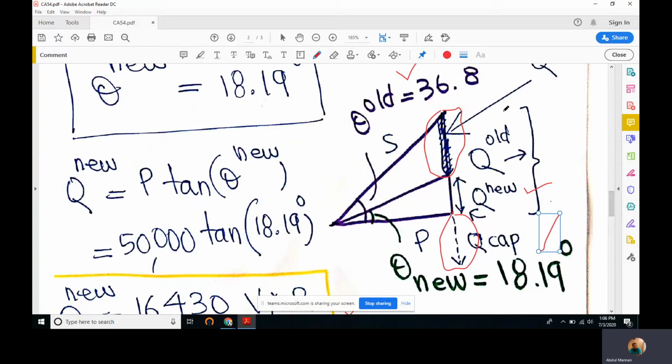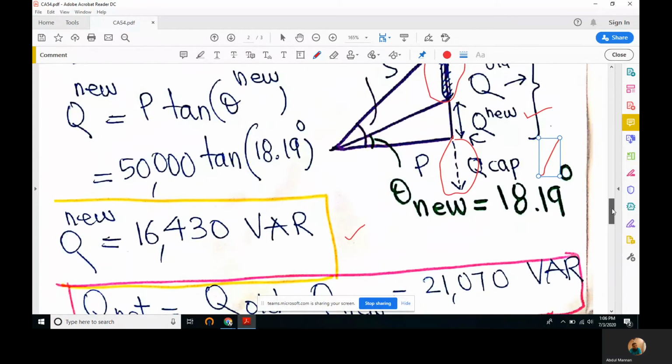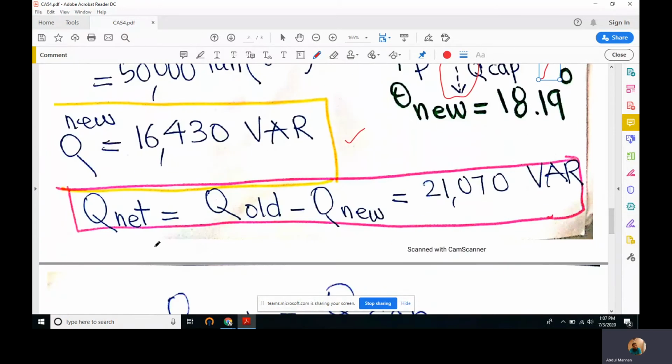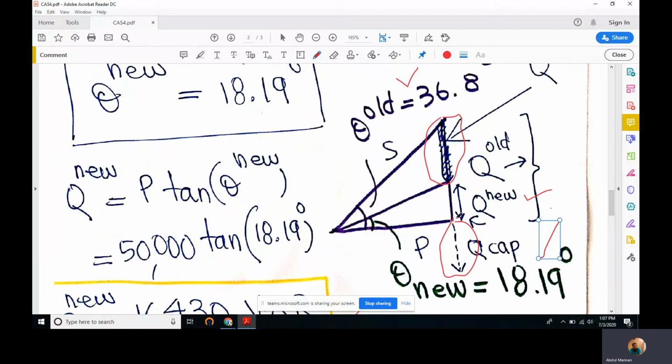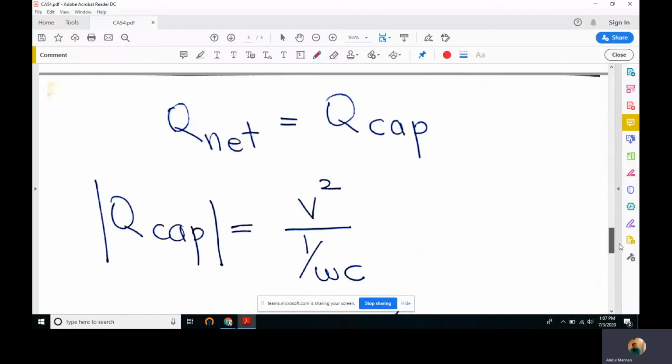So let's compute the difference of this whole Q minus the Q that we want to subtract. So Q old minus Q new, Q net, and this is the reactive power that we want our capacitor to provide. And since it will be negative, it will be subtracted from this whole perpendicular, and the new perpendicular will be smaller in magnitude. Right, so this much is the Q that should be provided by this newly added capacitor.